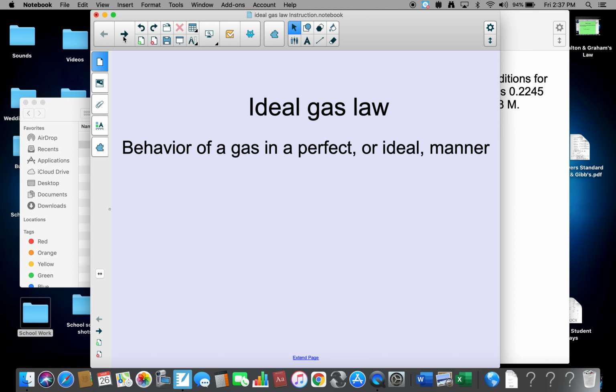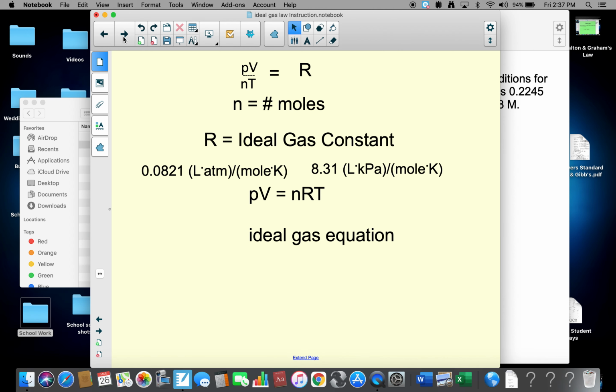So if we take our combined gas law value and add what's called Avogadro's law, which is also in an inverse relationship to volume, we end up with PV over nT is equal to R, where n is the number of moles. R is the ideal gas constant, and that value is either 0.0821 liter atmospheres per mole Kelvin or 8.31 liter kilopascals per mole Kelvin.